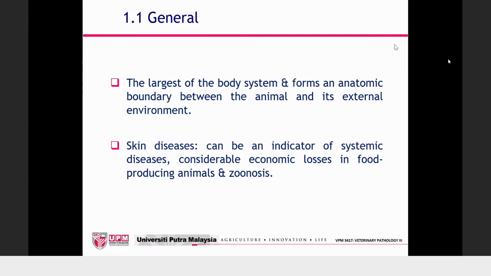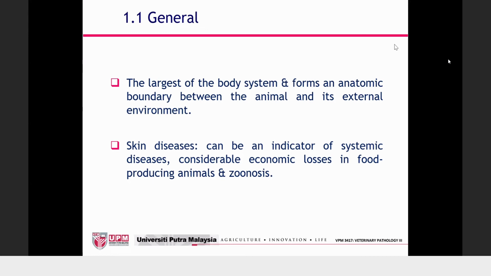Then skin diseases can also lead to considerable economic losses, even in food producing animals. So sometimes when you see animals with skin disease, definitely you would think twice about consuming the animals, right? So when animals have skin diseases, sometimes they will be culled earlier, or maybe you cannot sell those animals because it doesn't look appealing, okay?